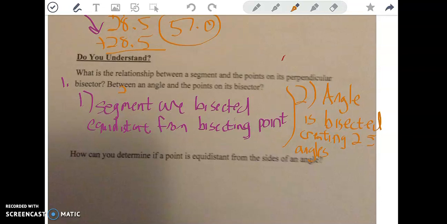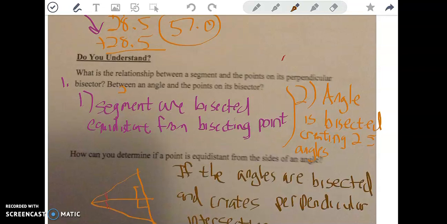So if it's a perpendicular bisector, that means you created two equal angles, and you have an intersection at the bottom of those segments that creates a 90-degree angle. So create a small little diagram saying, like, if the angles are bisected and creates perpendicular. And over here to your left, you'll notice you'll have your bisecting angles and then also creating a 90-degree angle, because that's what perpendiculars do.